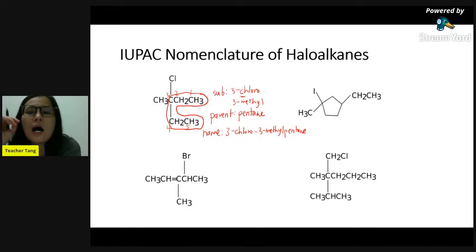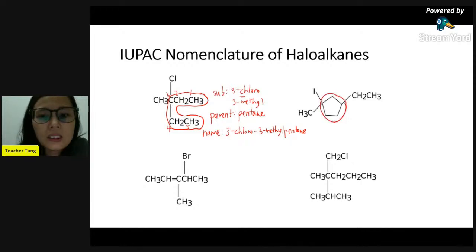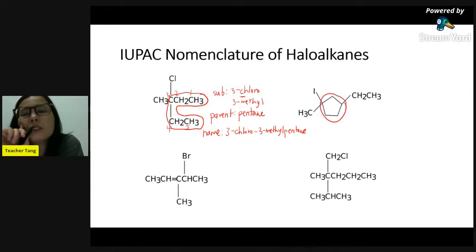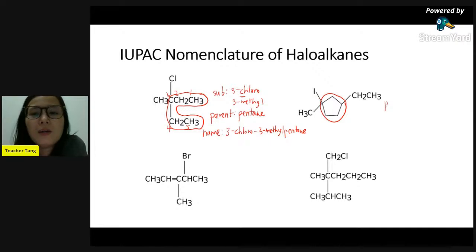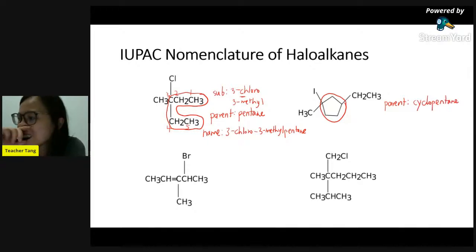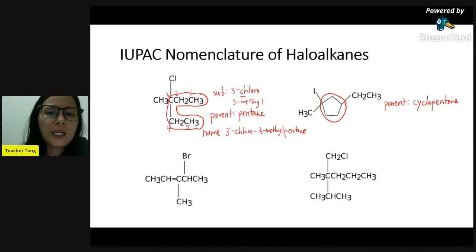Now how about the ring? In the ring, can you see that the ring has 5 carbons? So this must be the parent. This parent is called cyclo, 5-membered ring, so cyclopentane. What substituents do we have? Remember, this one has 3 substituents. If we have 3 substituents in the ring, make sure we number in a way that we get the lowest possible location for each of the substituents. So we need to start here, number 1, number 2, number 3.